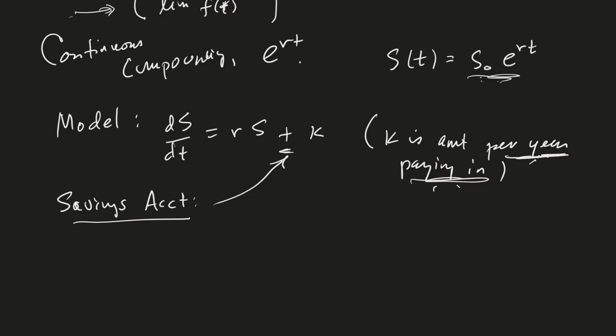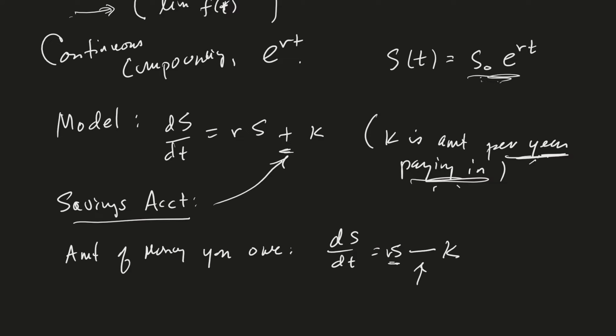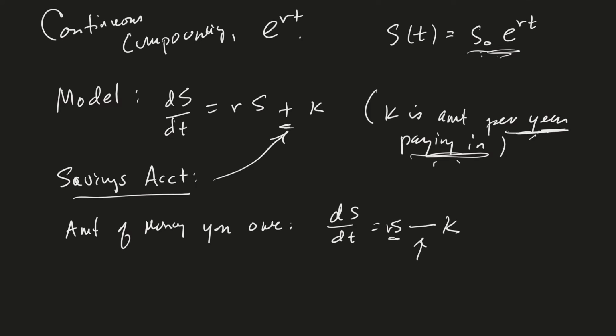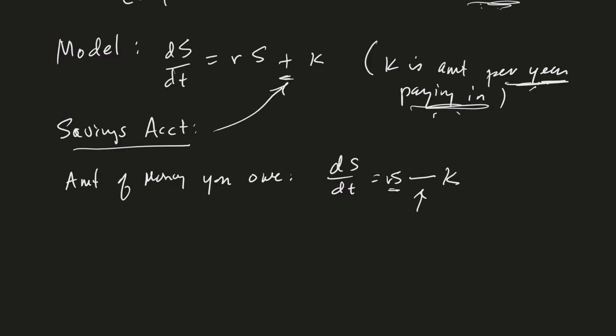But if it were a mortgage and you're trying to figure out the amount of money you owe, you might say that it's ds/dt equals rs. That's growing the amount of money you owe, but then you're paying a certain amount, so that would be a minus k. Good. And then finally, how would you solve each of those problems? The solution to both is going to be s of t equals, we already know how to solve these, c e to the rt minus what? Minus k over r.